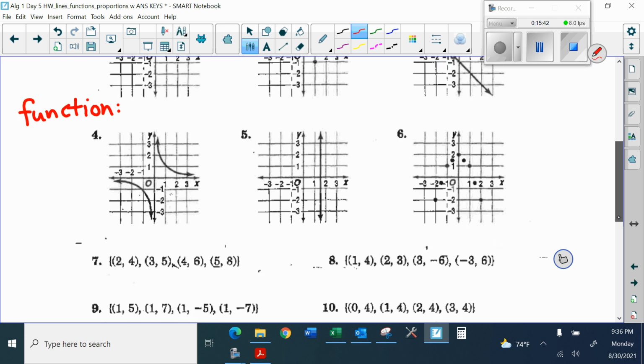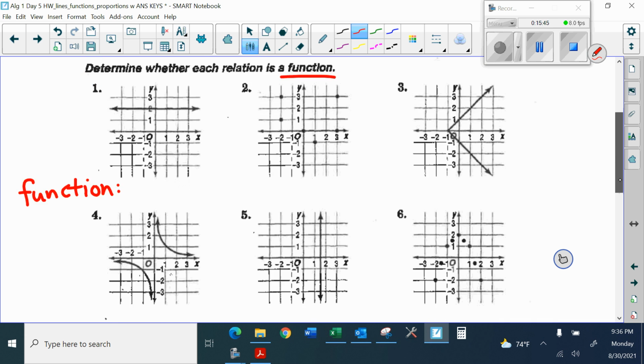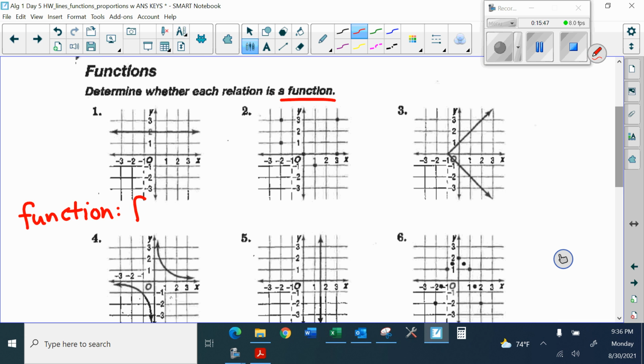Do they have a set of points down here? Yeah, they do right here. That you'll use that one. Function: for every x, meaning x coordinate, there is only one y coordinate.